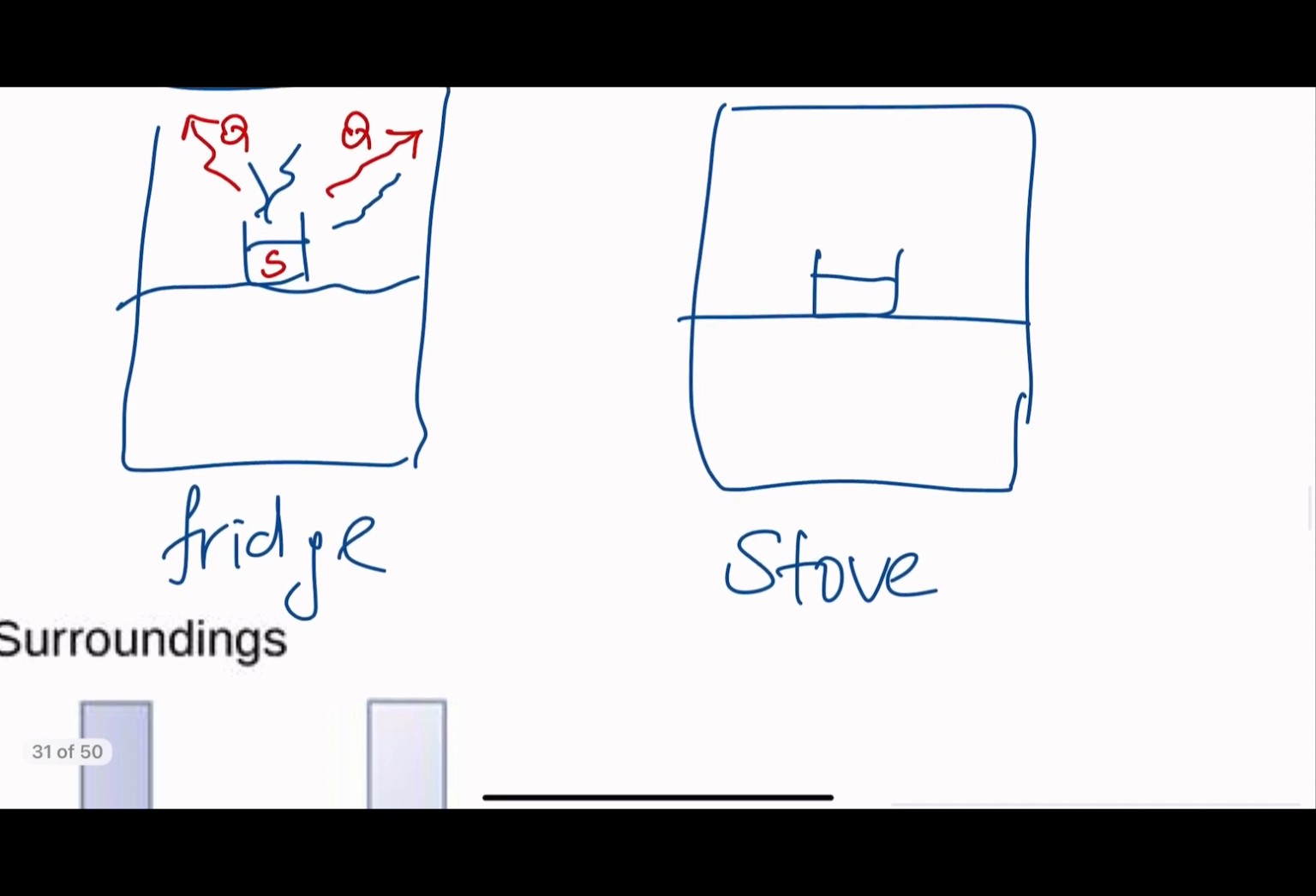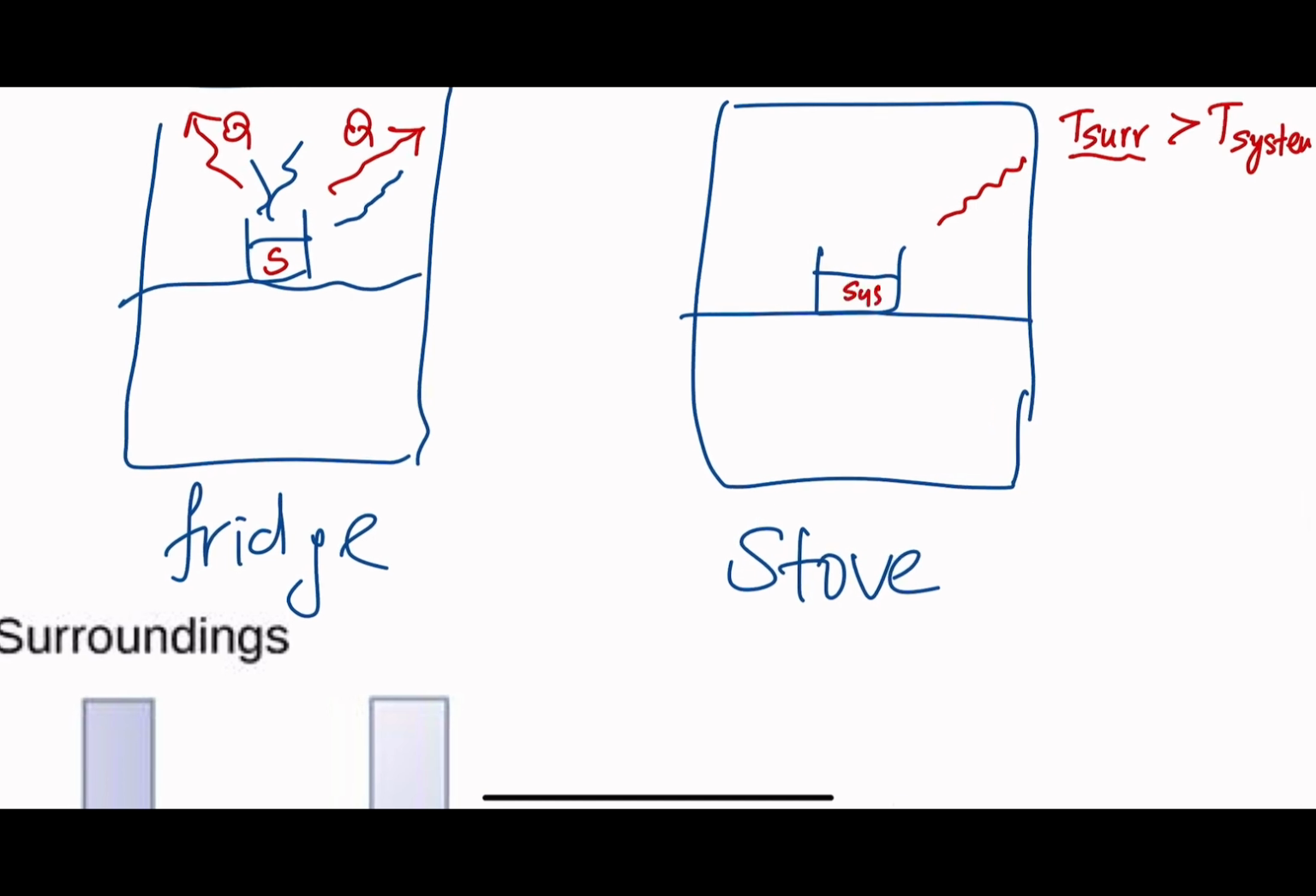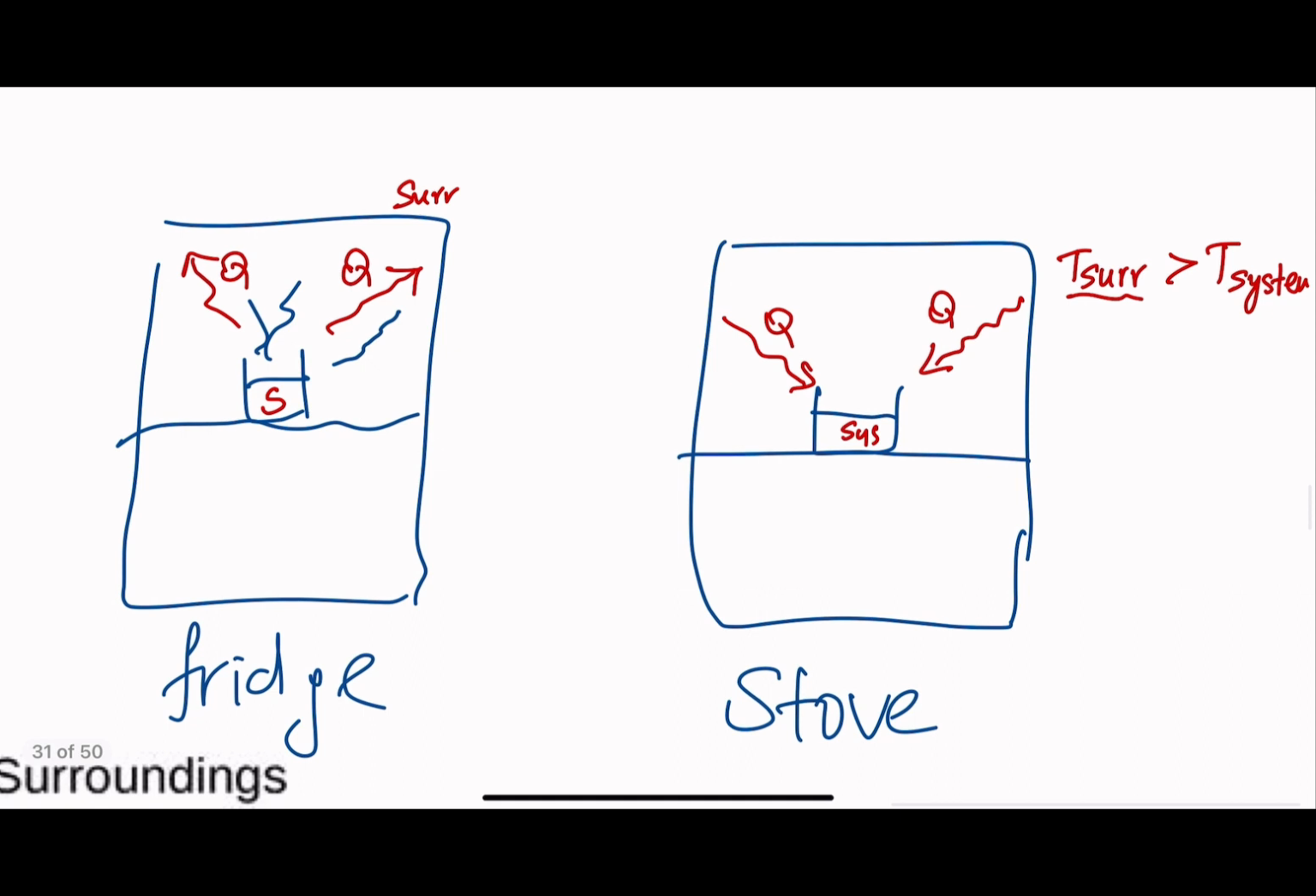But in the stove case, this time our T surrounding is higher than T system. T is the temperature, right? We know that the stove is going to be hotter than our system, which is the cup of water. So the energy will be transferred inside. Q will be going inside. So in the fridge case, T surrounding is going to be lower than T system.